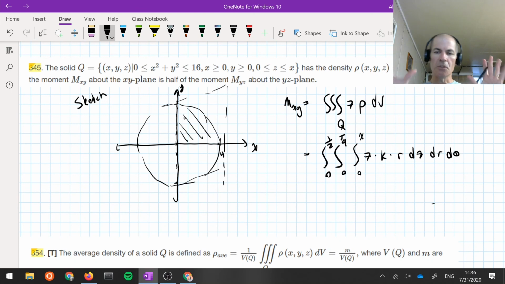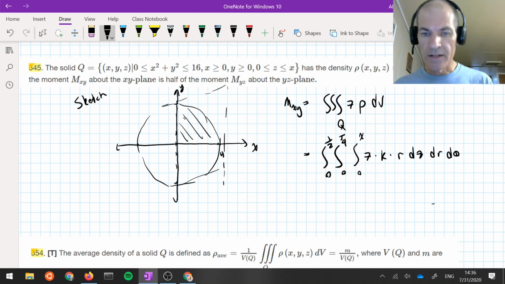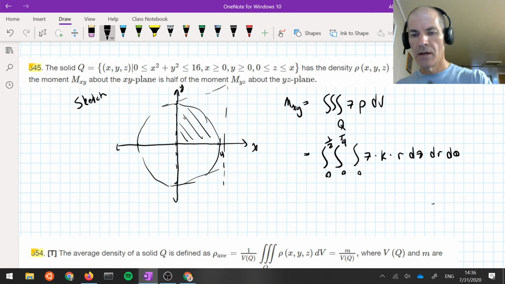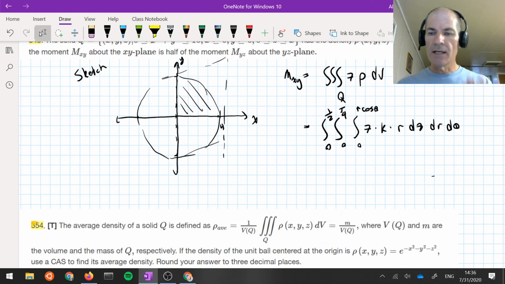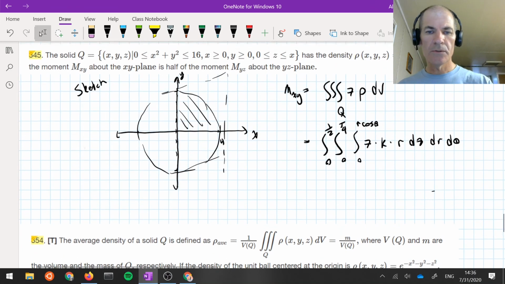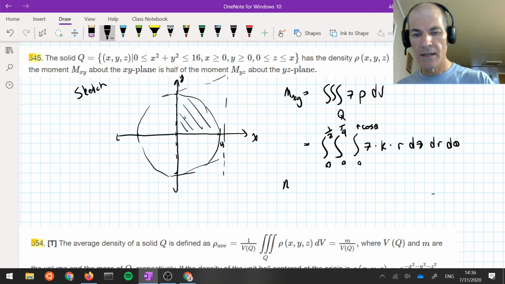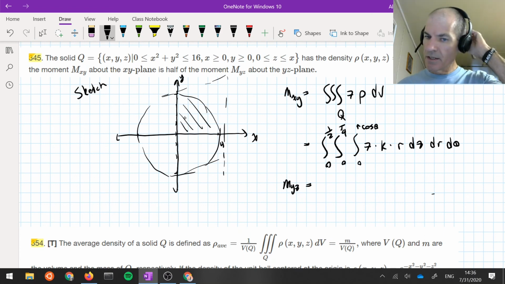Well, hold on a minute, Schuler. There's no x's in cylindrical coordinates. What do? We replace the x with the appropriate cylindrical transformation, r cosine theta. So Mxy looks like this. Let's delay calculating that integral for a minute, and let's do Myz. Those are the two moments that the problem is interested in. The limits of integration are exactly the same. So we're going to go around.